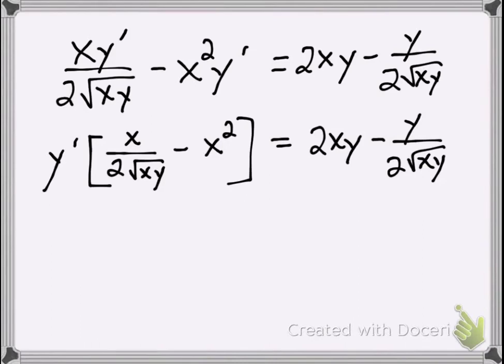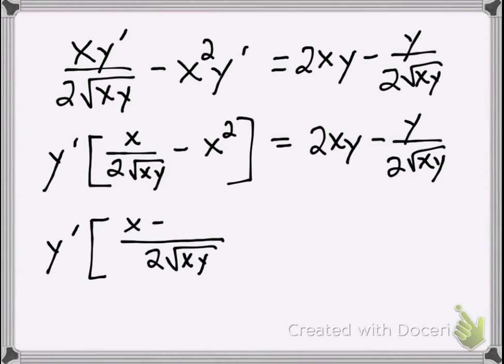Now, both in the bracket on the left side of the equation and on the right side of the equation, we're going to want to manipulate those expressions so that they have common denominators. So starting with the expression on the left side of the equation in the brackets, we're going to have y prime multiplied by, now the common denominator is going to be 2 times the square root of xy. And so now we don't have to do anything to the x, but over here with the x squared, we're going to have to multiply that by 2 times the square root of xy. So there we have the expression that was in the brackets.